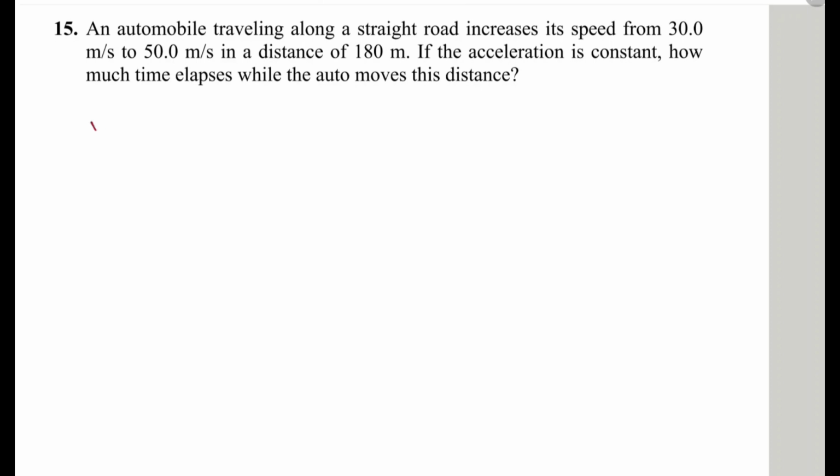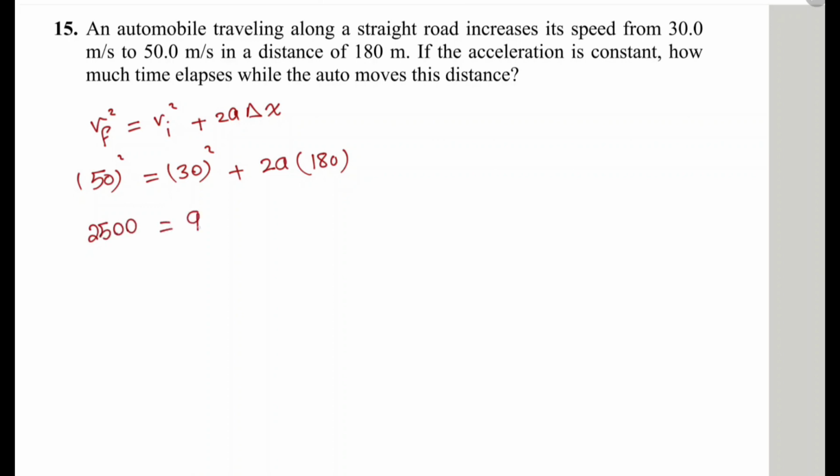So from the equations of motion, the final velocity square equal to the initial velocity square plus 2a delta x. So 50 square, the final velocity, equal to 30 square, the initial one, plus 2a times the displacement, which is 180 minus 0, 180 here. So 2500 equal to 900 plus 360 a, and a in this case is equal to 4.44 meters per second square.